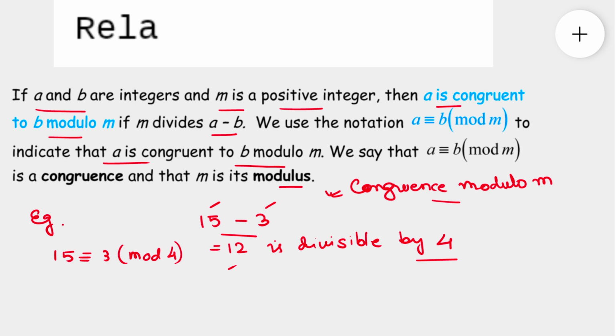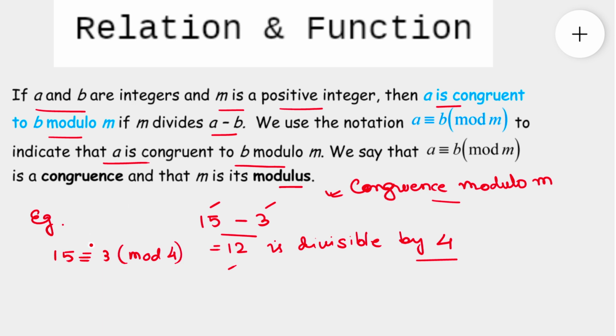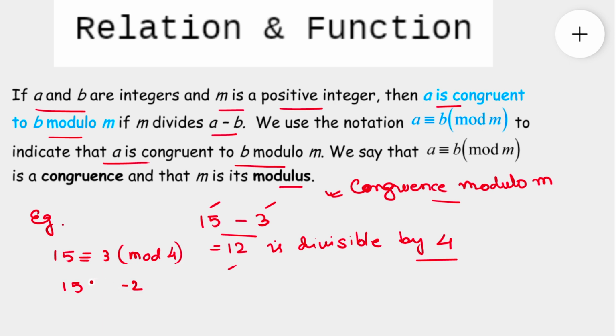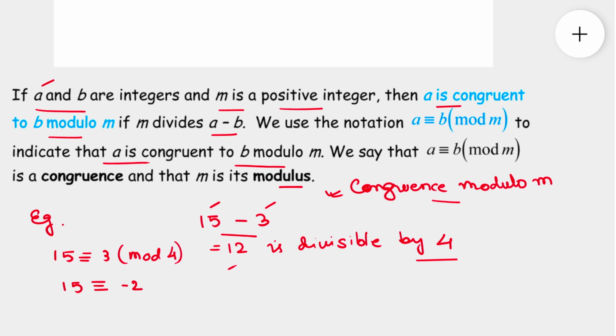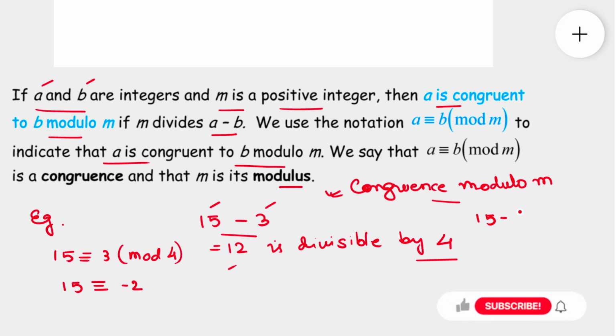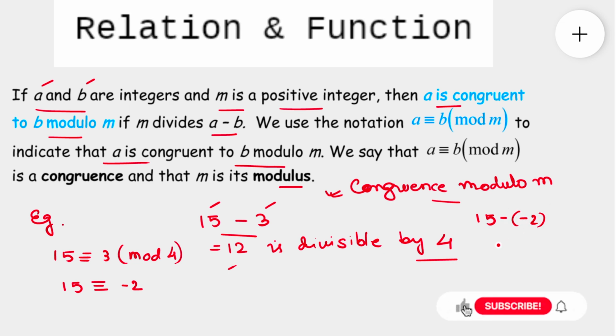Now let us take an example where this particular definition is not satisfied. Suppose we take 15 and, on the other hand, minus 2. As I've told you before, a and b are supposed to be integers, and it can be a negative integer as well. Now if you see the difference of 15 and minus 2, what will we get? 15 minus minus 2, so eventually we'll get 17.